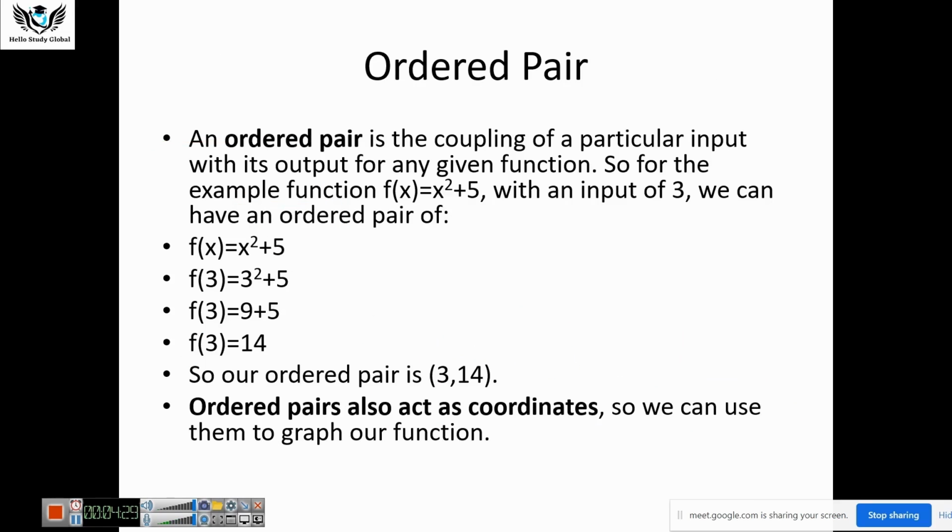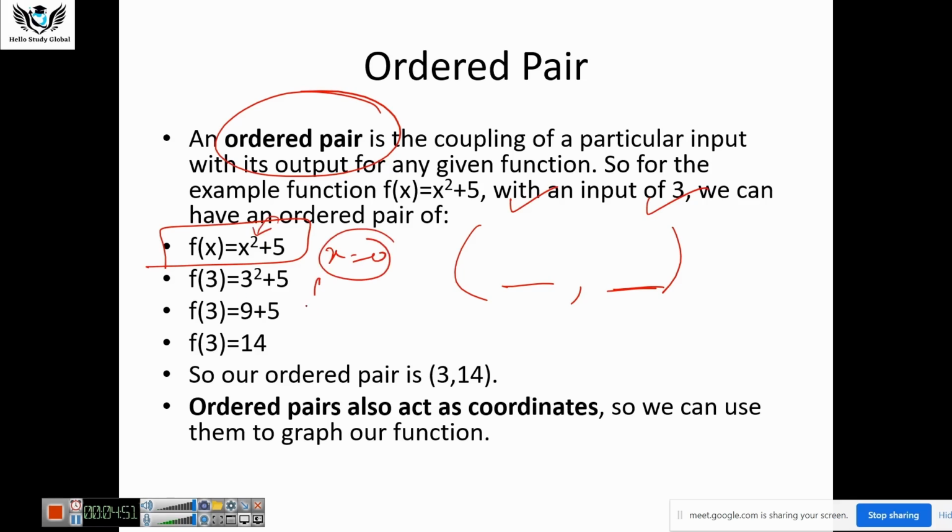So what are ordered pairs? An ordered pair is when you mention the input and the output. Say for example, let's take this function. Let's say you take x equal to 0. What value of f(x) would you get? 0 squared is 0, plus 5. f(x) would be equal to 5 in this function. So (0, 5) is one ordered pair.